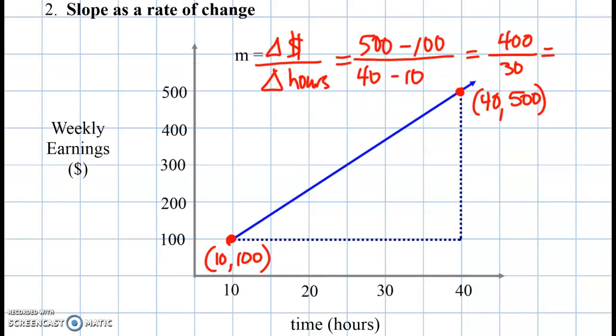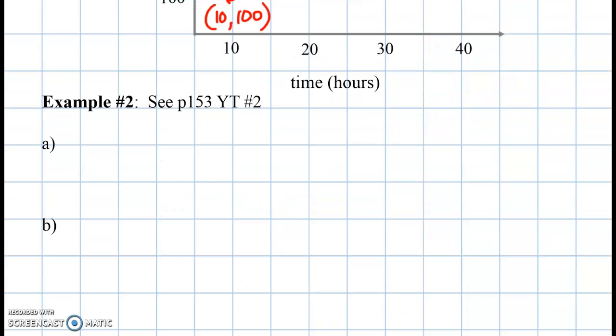Okay, pause it and turn to page 153. Let's do the your turn together.